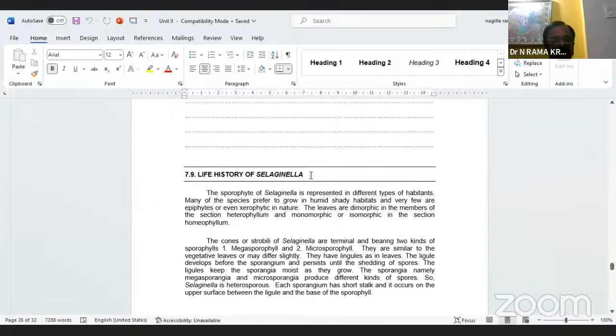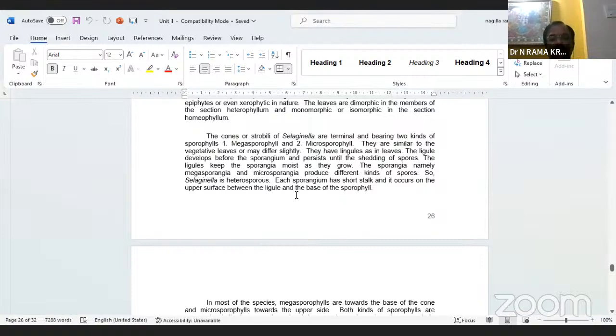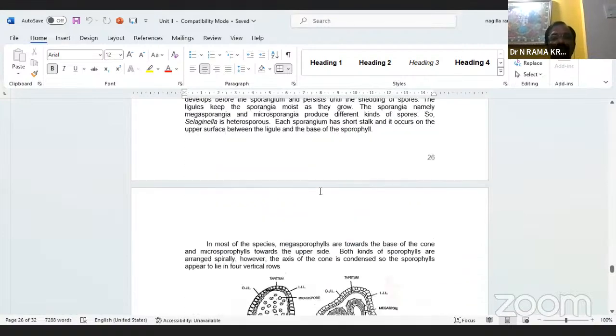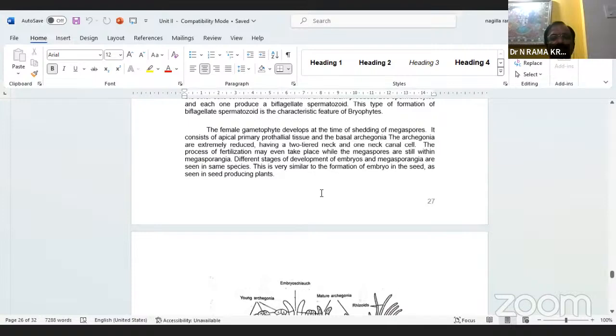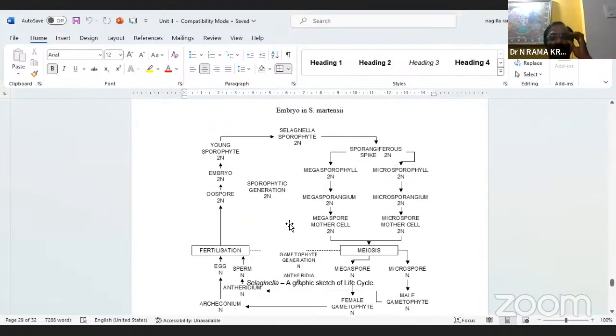Next, the life history of the Selaginella plant. Life history means, now you see this time sheet. This is the Selaginella plant. This is the main structure. First, the Selaginella plant, here it is the sporophytic plant body.